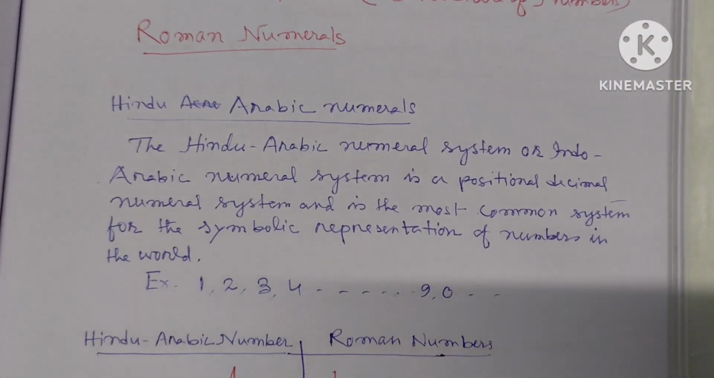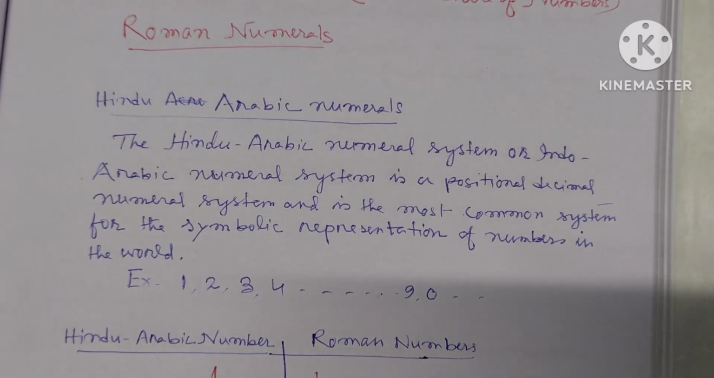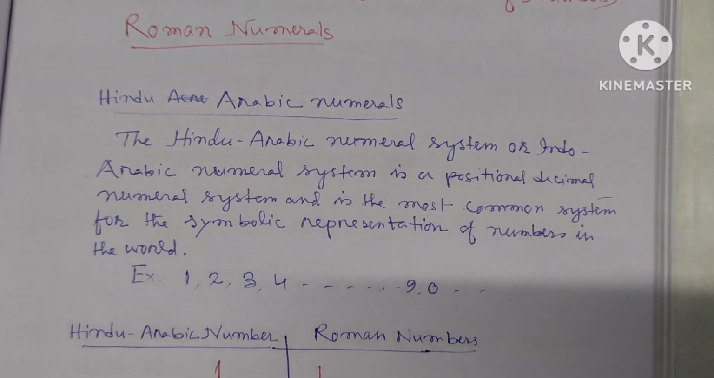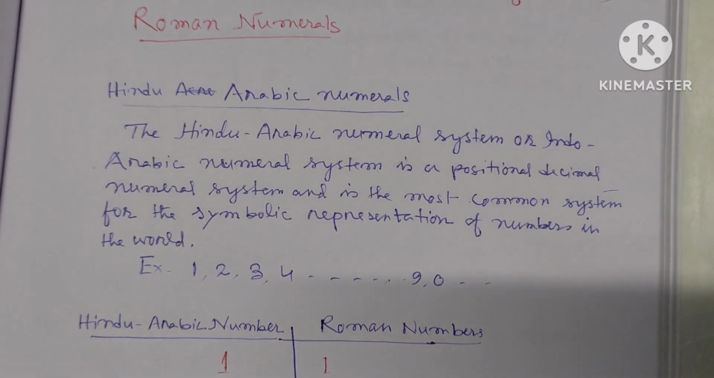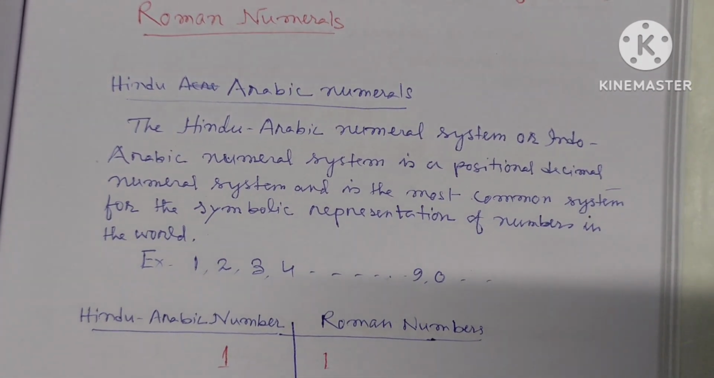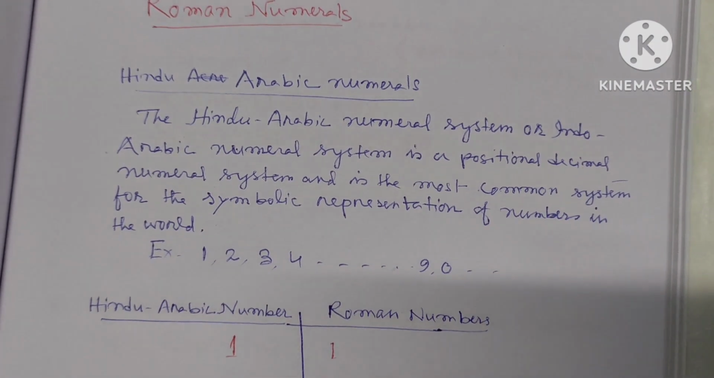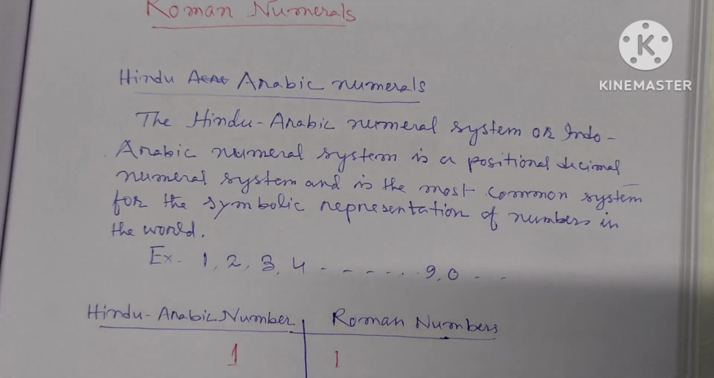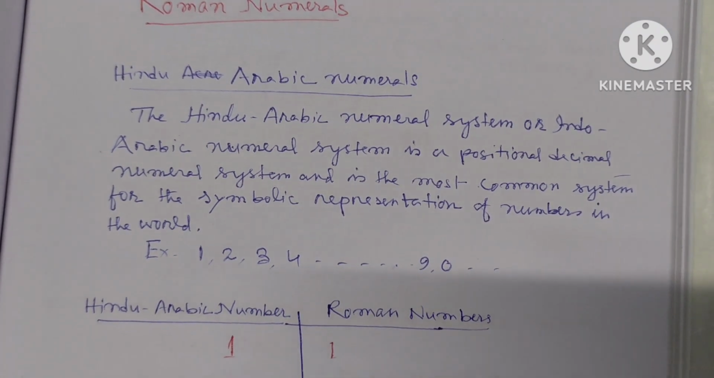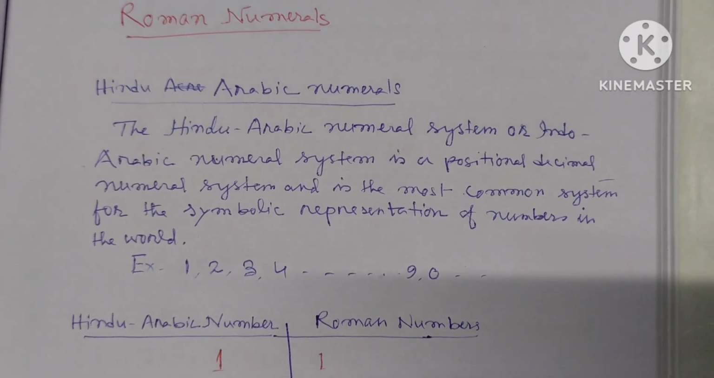Roman numerals and Hindu-Arabic numerals. The Hindu-Arabic numeral system, or Indo-Arabic numeral system, is a positional decimal numeral system and is the most common system for the symbolic representation of numbers in the world. As for example, 1, 2, 3, 4, like this. These are the Hindu-Arabic numeral system.